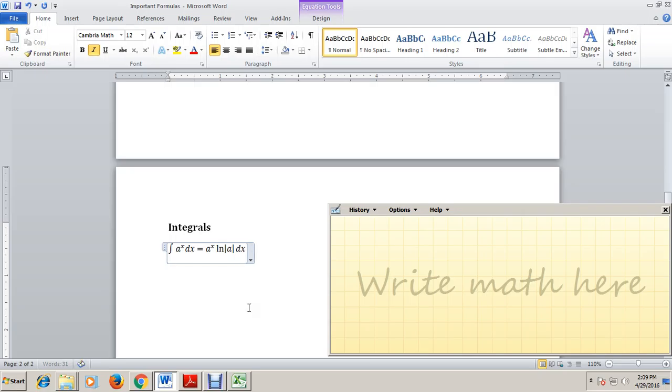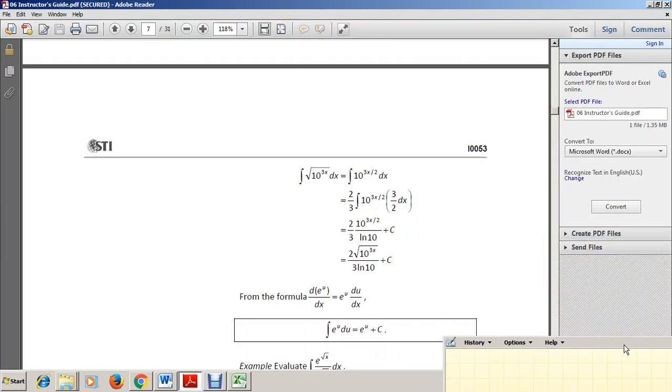Okay, so what we see here is that I'm writing the form of the integral that we have used, the integral of a raised to x dx. So the result here is supposed to be the integral of 10 raised to u over ln of 10. It is of the form: the integral of a raised to u du is a raised to u over ln of 10, then plus c.